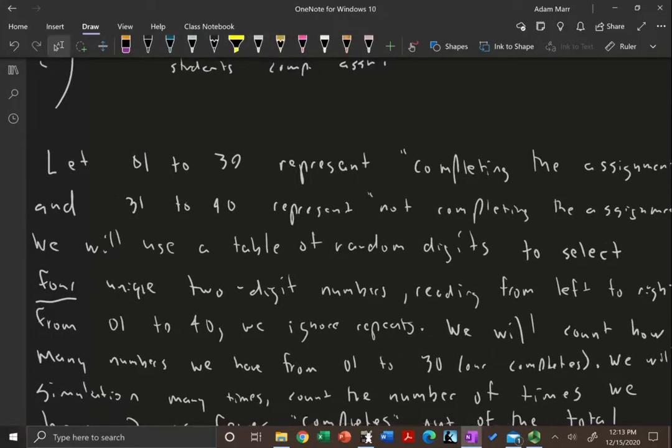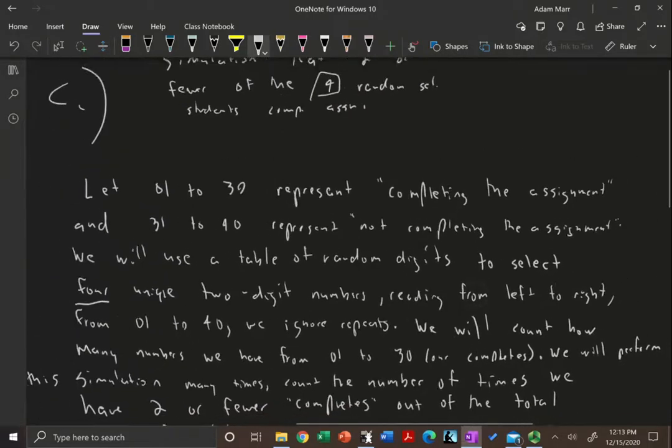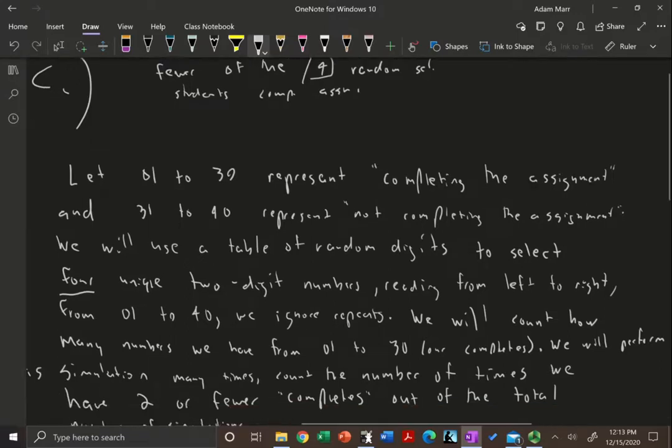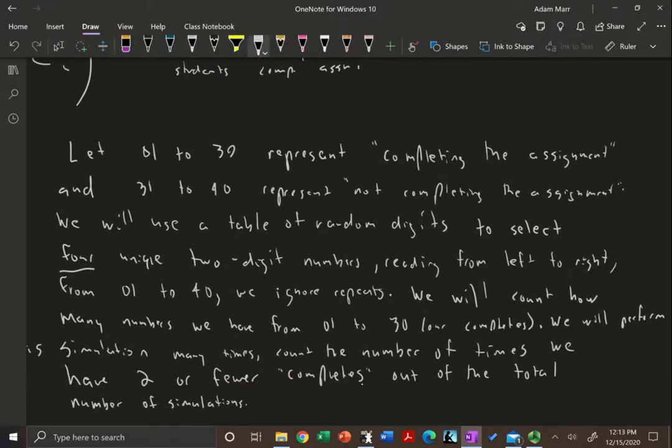We're going to then count how many numbers we have from 1 to 30. That's our completes. Okay, so right here, we're going to count how many numbers we have from 01 to 30. That represents our completes. Now remember, we're trying to do a simulation to see if we get 2 or fewer. So we're going to perform this simulation many times. We're going to count the total number of times we have 2 or fewer completes, that's from 01 to 30, out of the total number of simulations.